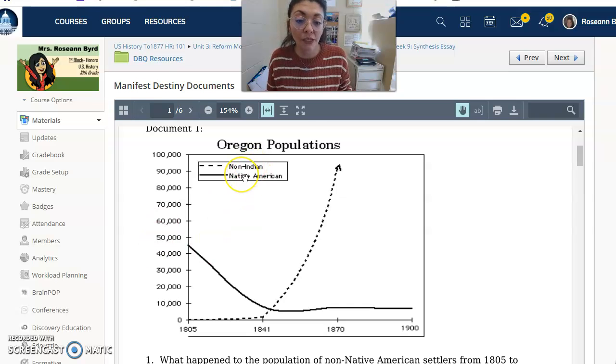So document 1 here is a chart, and you might discuss this chart by simply stating something like this someplace in your essay. Document 1 is a chart that depicts the population decrease of Native people while the population increases in Oregon of Native people. You might even talk about here some of the Oregon Trail and the push and pull of immigrants, or rather migrants, the push and pull of pioneers or migrants out west.